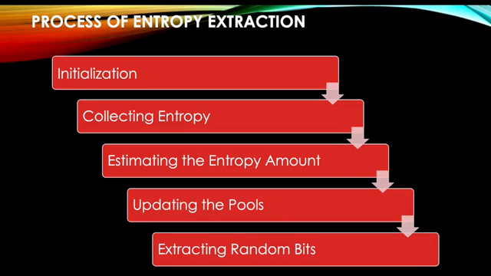First, we need to initialize the state of the LRNG, and we collect entropy from external events. Then we estimate the amount of entropy we collected, so we can update the entropy amount of each pool. Finally, we extract random bits from the pools.